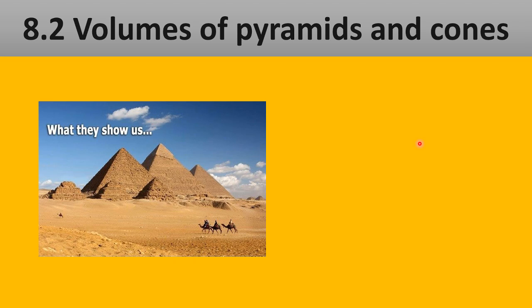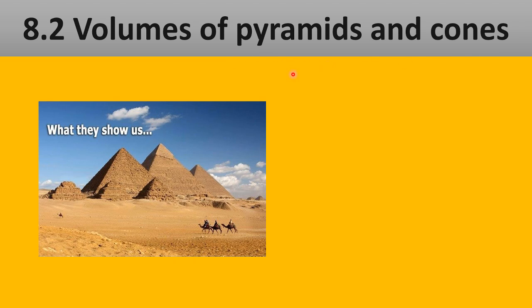Welcome back everyone. We're going to take a look at paragraph 8.2, which is about volumes of pyramids. That's going to be theory A, and theory B is going to be about the volume of so-called cones. And to start off, what are pyramids exactly?